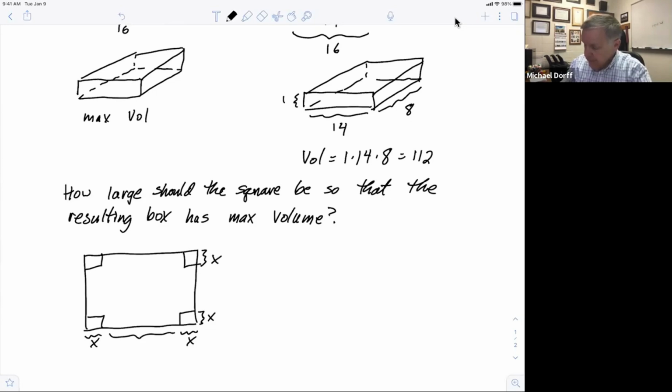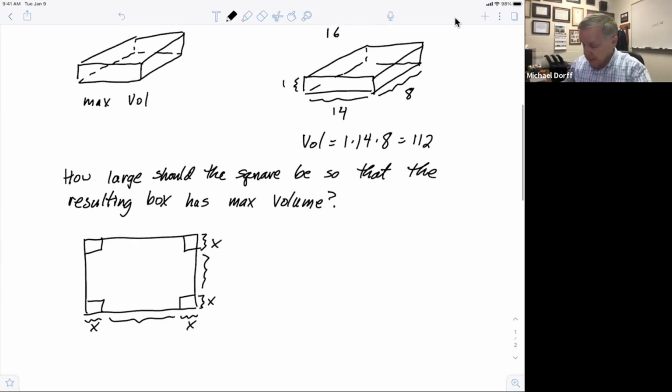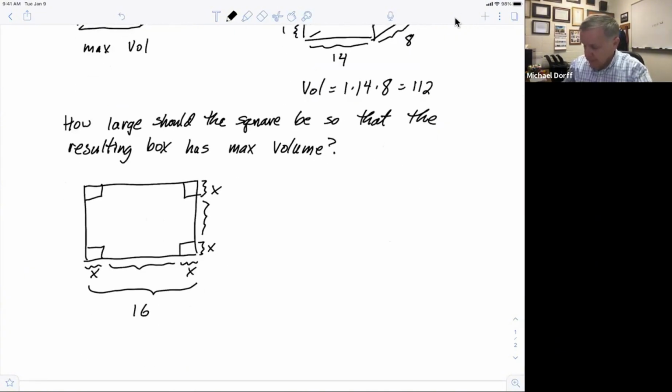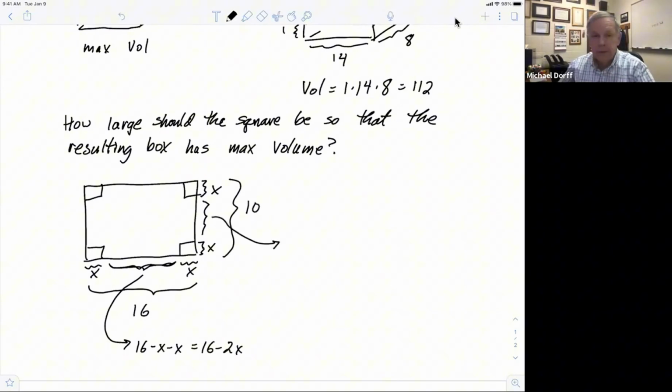Then I need to figure out the dimensions for the base of my box. Originally, this thing here was 16. So what is the resulting length after I take out X and X? Well, it's going to be 16 minus X minus X, or 16 minus 2X. Likewise, the width here was originally 10. And so the width of the resulting box is going to be 10 minus X minus X, which is 10 minus 2X.